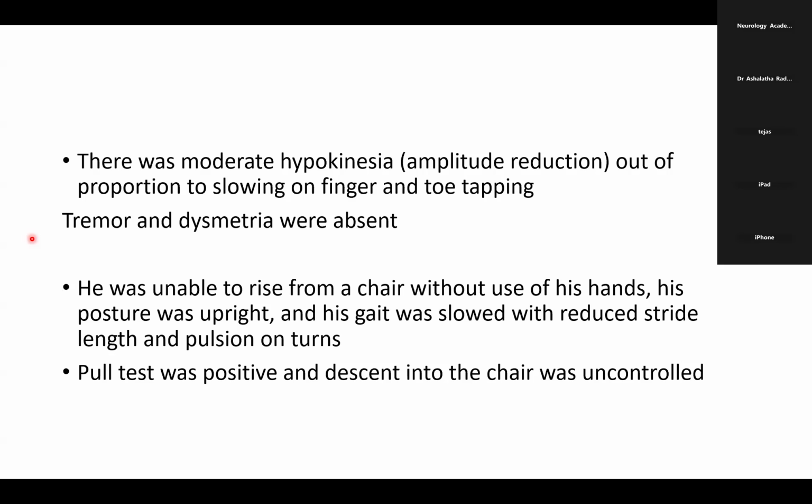He was unable to rise from a chair without the use of his hands. His posture was upright and his gait was slowed with reduced stride and pulsions on turning. The pull test was positive and descent onto the chair was uncontrolled.